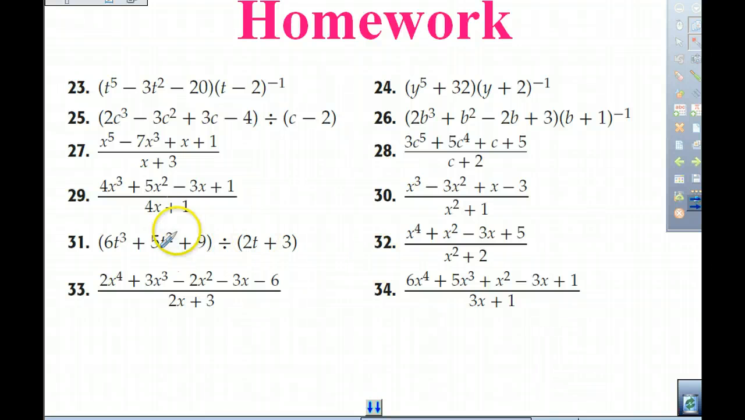Alright, so go ahead and get started on here. Remember when to use this method, like 23, 24, 25, 26, 27, 28, really good. Once we get to these where they have numbers in front or squareds, probably go with long division, okay?